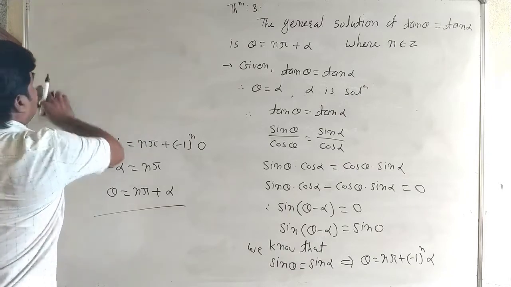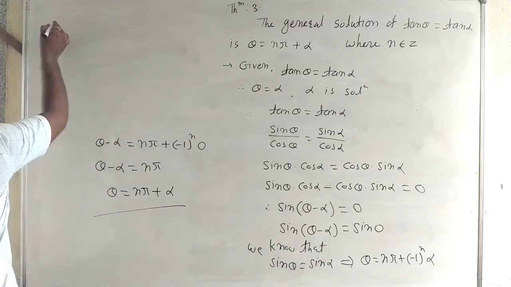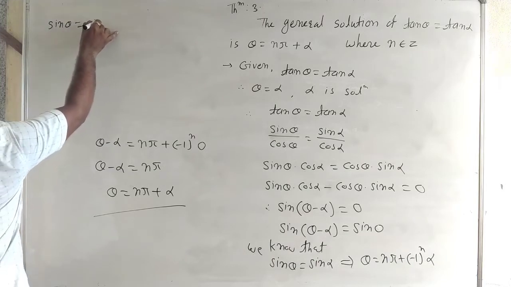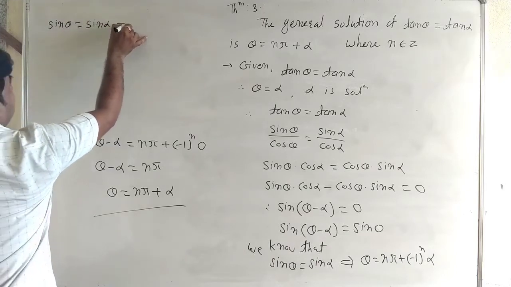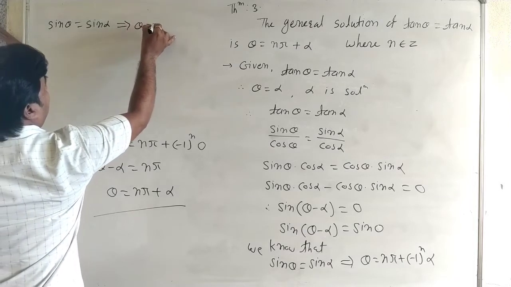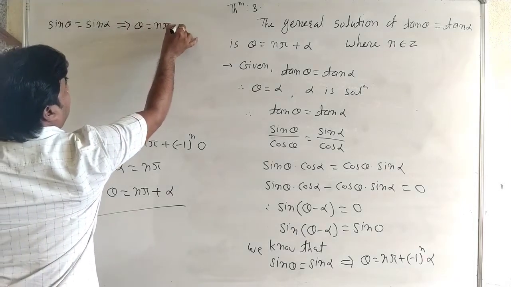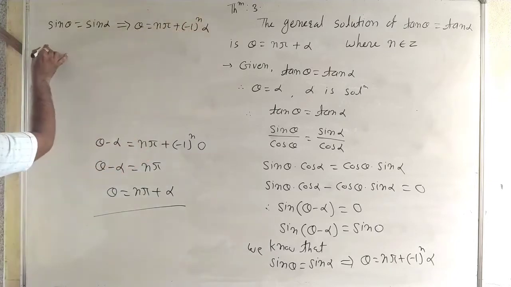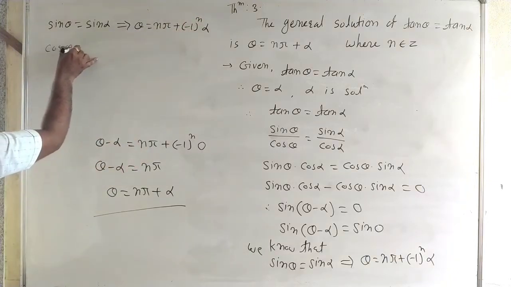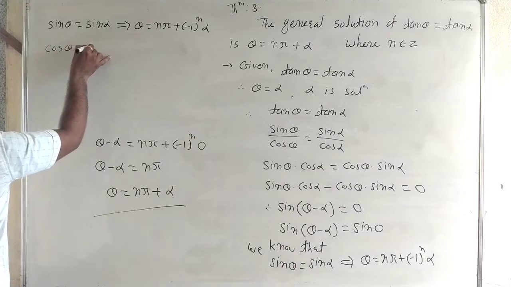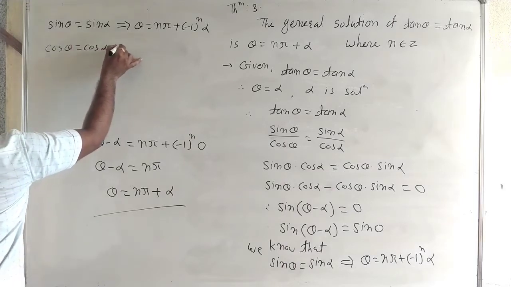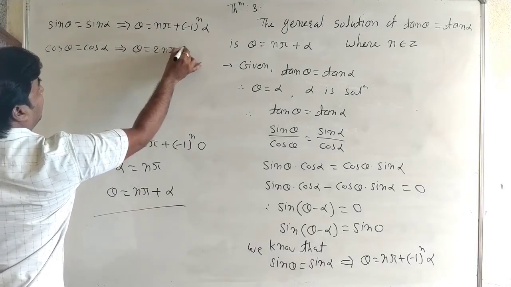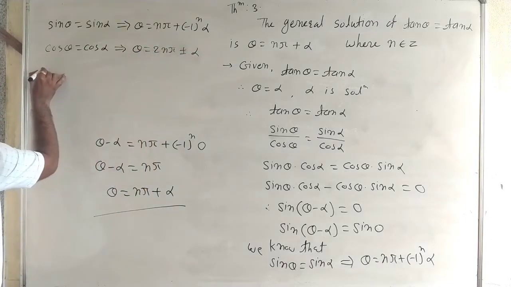See carefully, it is sin theta is equal to sin alpha. This gives theta is equal to n pi plus minus 1 to the power n into alpha. Then cos theta is equal to cos alpha. This gives theta is equal to 2n pi plus or minus alpha, and last tan theta.